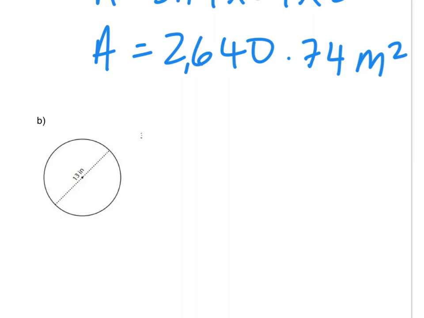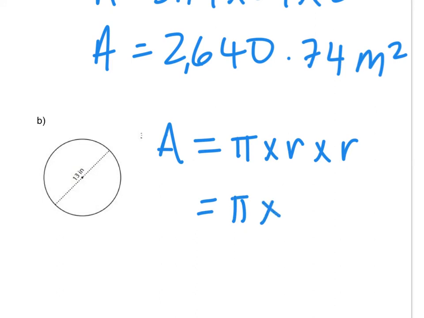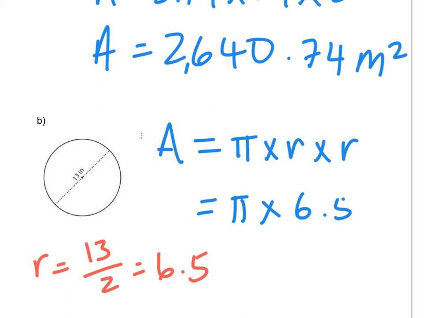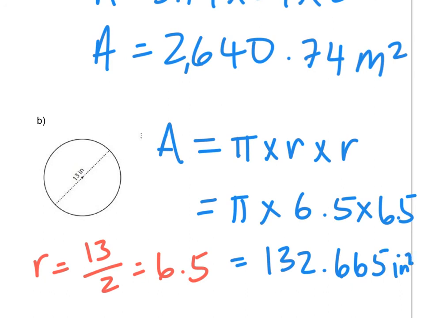And then finally, again we have area equals pi r squared. In this case, remember that radius is 13 over 2, which is 6.5. So 3.14 times 6.5 times 6.5 gives 132.665, and that's inches squared in this case. And that's it, we're done.